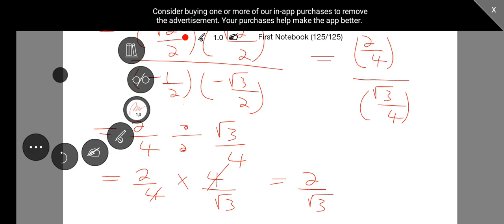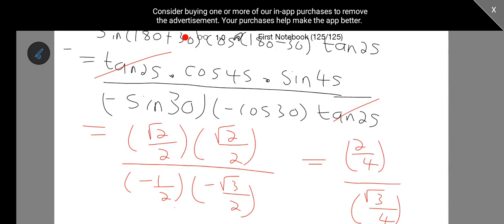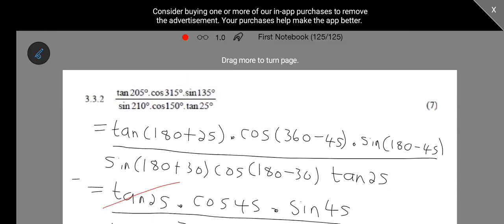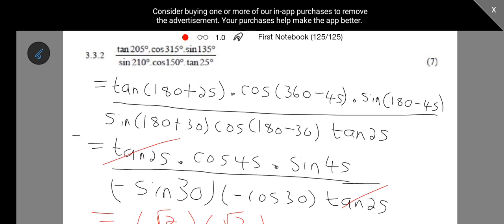So make sure you are able to use the reduction formula and the negative angles. First of all, you spot in which quadrant it lies, then you use the correct formula for that quadrant, and you check is tan or sine or cos positive or negative in that quadrant. If it's positive, then you write it as positive. If it's negative, you write negative.